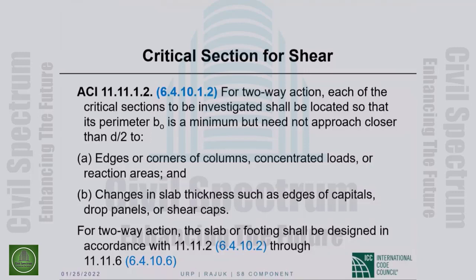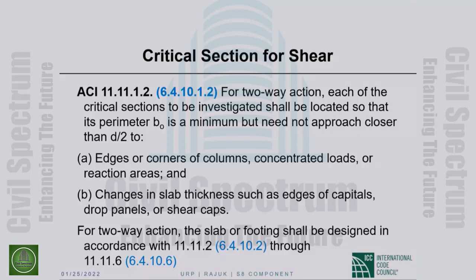Each of the critical sections to be investigated shall be located so that its perimeter b sub zero is a minimum, but need not approach closer than d over 2. So that is technically what the critical section is. If it is a rectangular column, we take four faces to the critical section, which is an approximation, if you like, of this statement.